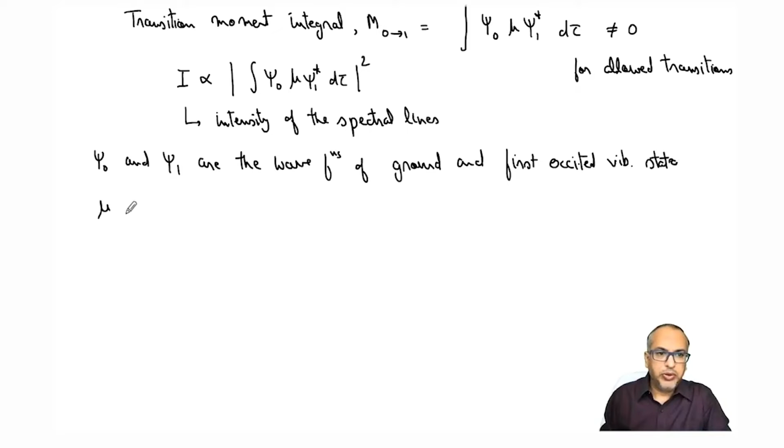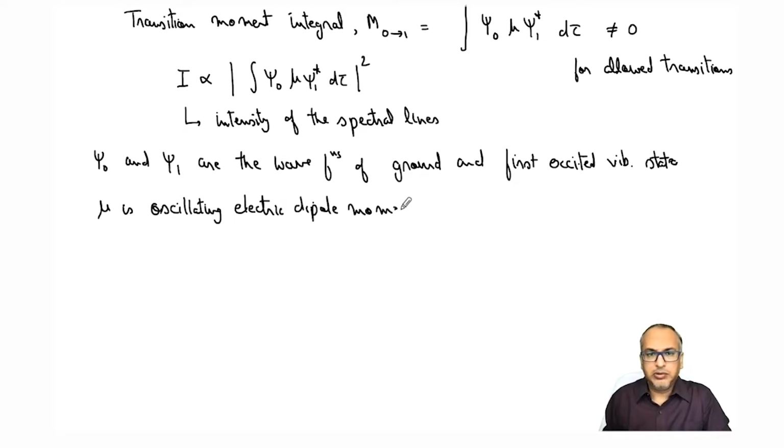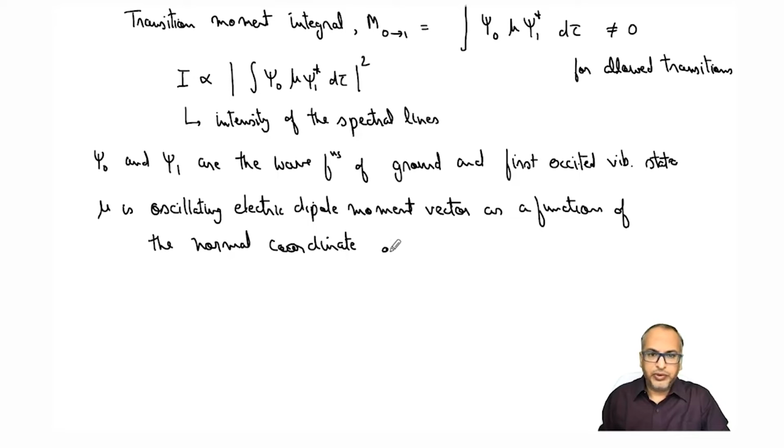And what is mu? Again we have seen this earlier, mu is the oscillating electric dipole moment vector as a function of the normal coordinate of the normal mode. So what is the normal coordinate of the normal mode? Let us also look at that.